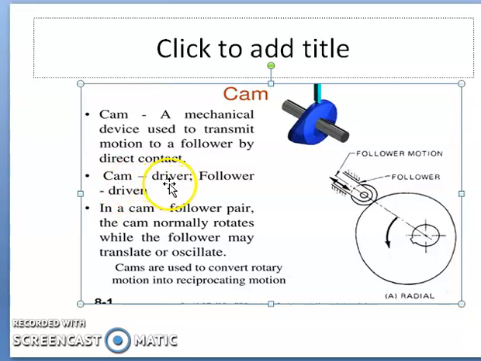So the cam acts as the driver, whereas the follower is the driven element. So in a cam and follower pair, normally the cam rotates, whereas the follower may translate or oscillate. So they are used to convert rotary motion into reciprocating motion. Where this plays an important role is when we need reciprocating motion only for a short interval of time, whereas for the remaining duration it has to remain stationary, or you can call that a dwell period.